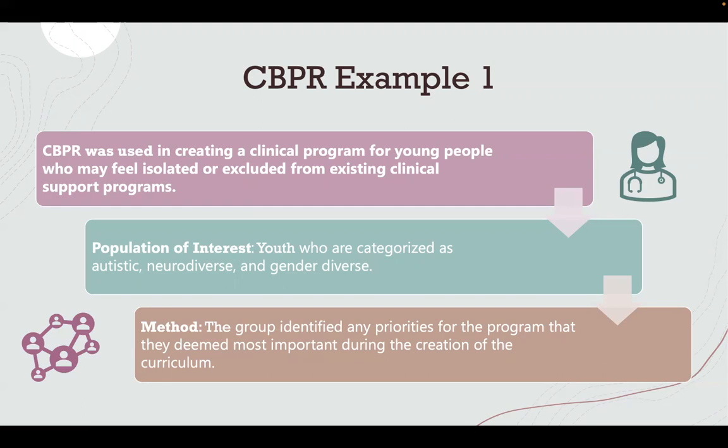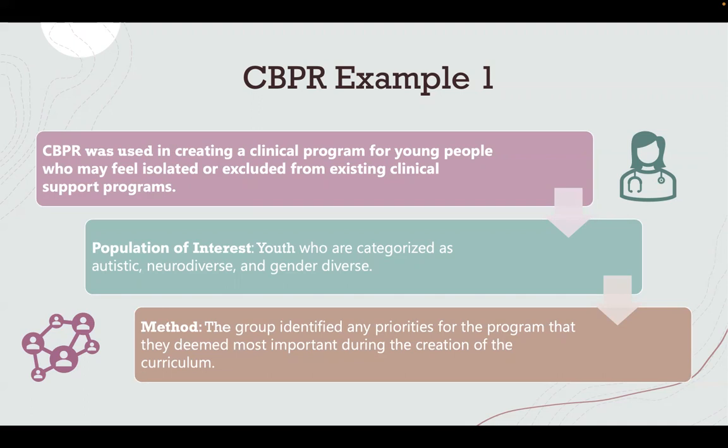The first example is a journal article written by Strang et al. Titled A Clinical Program for Transgender and Gender Diverse, Neurodiverse, and Autistic Adolescents, developed through community-based participatory design from the Journal of Clinical Child and Adolescent Psychology. In this example, CBPR was used in creating a clinical program for young people who identify as autistic, neurodiverse, or gender diverse, who may feel isolated or excluded from existing clinical support programs that were not developed to meet the needs of these individuals.